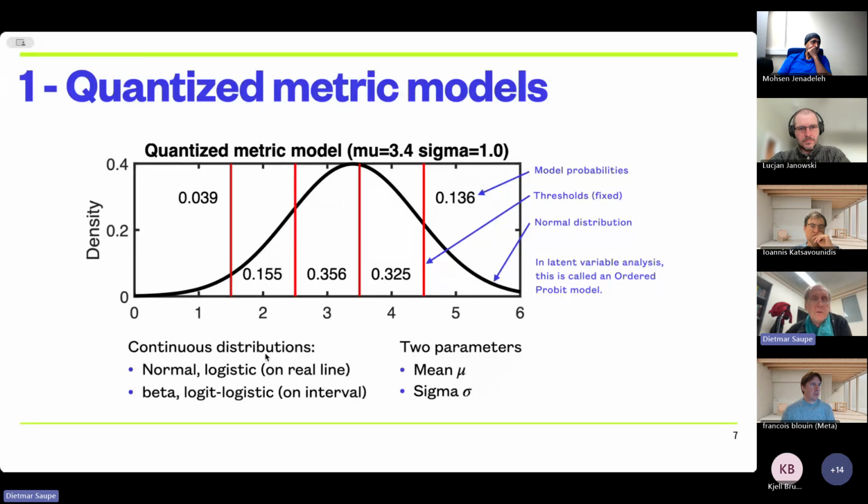So for the continuous distributions here, we can use the Gaussian, the normal distribution, but we could also use the logistic one, which is very similar. These are on the real line, or we can also look at distributions on an interval, the unit interval, and examples are the beta distribution or the logistic distributions. And I said we wanted to have two-parameter models, and so the two canonical parameters are the mean mu and the standard deviation sigma. Okay, so this is the first type of metric model.